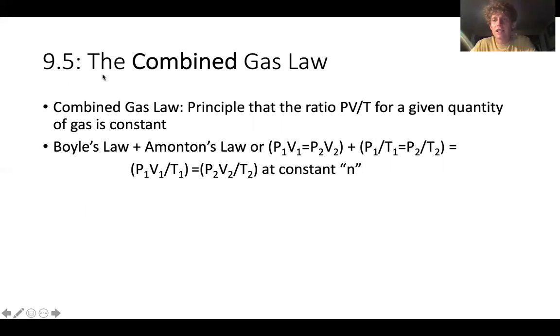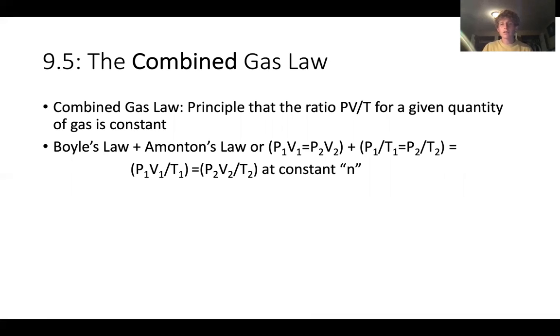Next, section 5 in chapter 9 talks about the combined gas law, which basically puts all these laws together. Actually, the next section puts them together even more, but this puts 2 different laws together. So just defining what the combined gas law is: it's the principle that the ratio of pressure times volume divided by temperature for a given quantity of gas is constant. We'll combine Boyle's law and Amontons's law, which, if you remember, Boyle's law says that pressure is inversely proportional to volume, and Amontons's law says that pressure is directly proportional to temperature.